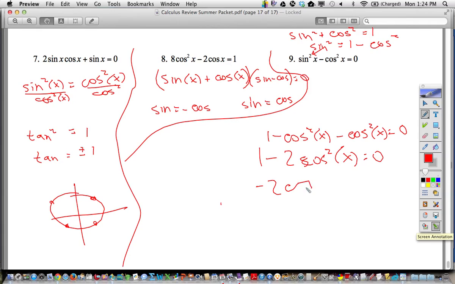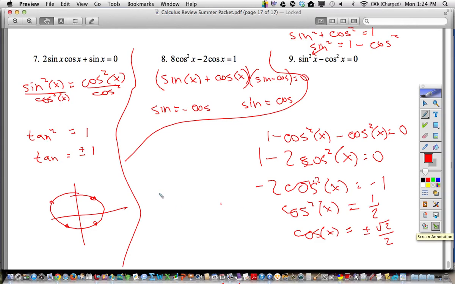Subtract the 1. Divide by the negative 2. Gives me 1/2. Square root both sides. What is the, it'd be plus or minus, what's the square root of 1/2? Root 2 over 2. Because if you square root 1/2, you get 1 over square root of 2. And then you rationalize that, you get root 2 over 2.